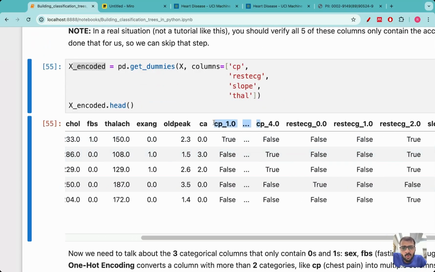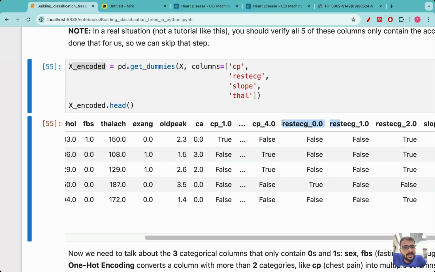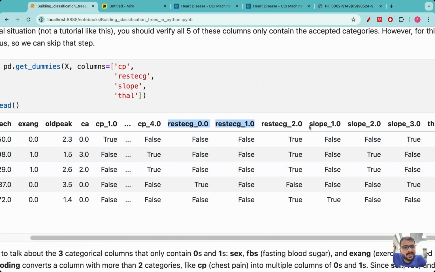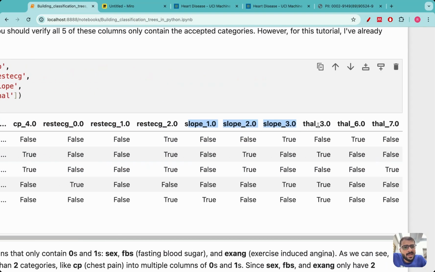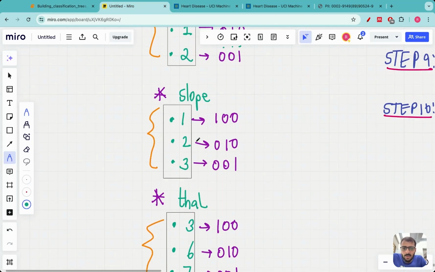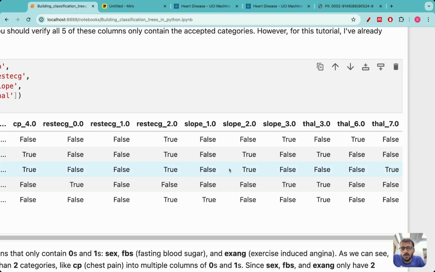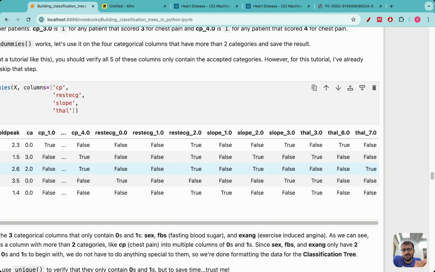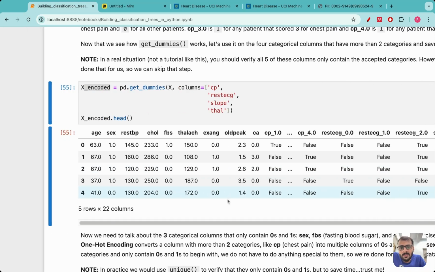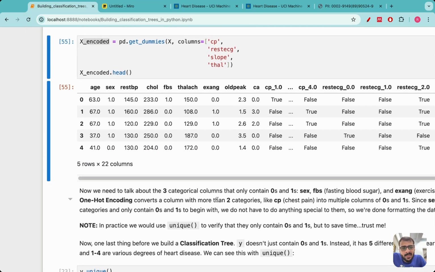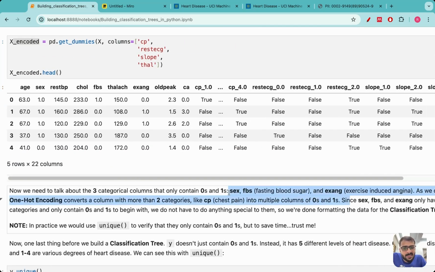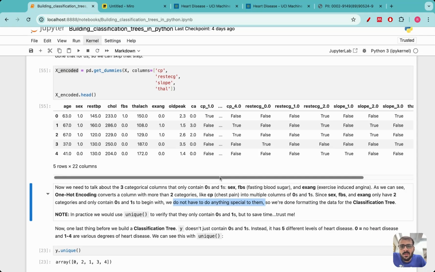So you see CP has 4 values: 1, 2, 3, 4. Rest ECG has 0, 1, 2. Slope has 1, 2, 3, and thal has 3, 6, 7. This is exactly the same thing which we had written on the whiteboard. Instead of having one value for all of these, now we are creating vector representations and we are doing the one hot encoding. One thing which again I have mentioned here is that variables such as sex, FBS, and exang only have 2 categories: 0 and 1. So we don't have to do anything special to them. You can think of them as already being one hot encoded.